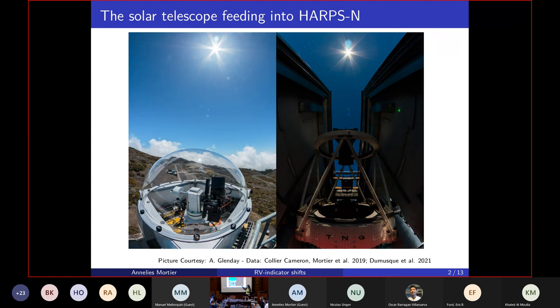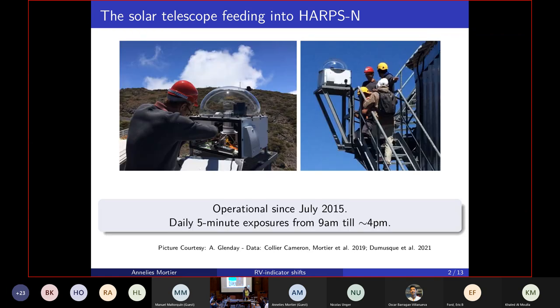So this is the TNG, and this is the solar telescope, both plugged into HARPS North. The picture is much more fun like this, because it's teeny tiny, it has its own little platform, its own little dome, and it sits there very happy observing the sun. As I said, we've been observing since July 2015, 5-minute exposures from 9 a.m. till about 4 p.m., because it depends on the telescope operator, and yes, you can see that in the data, that is your particular operator of the night.